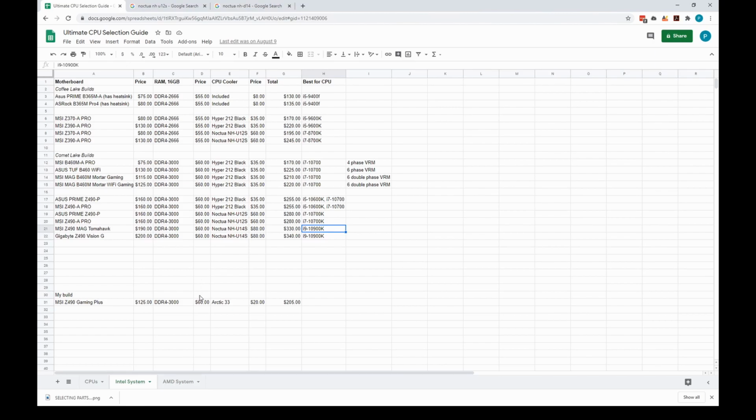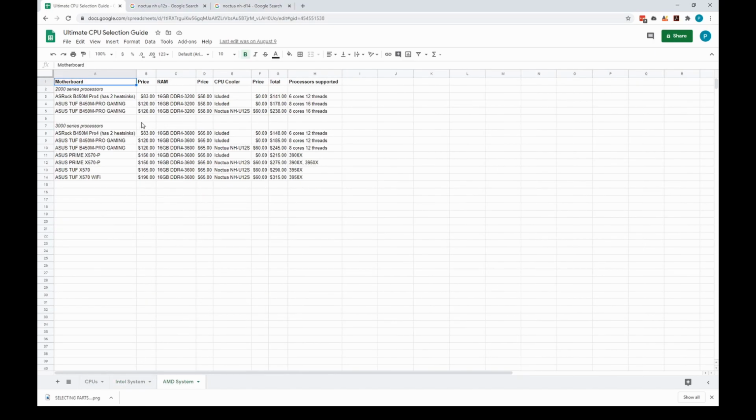All right, so for AMD systems, there are fewer variations. We have 2000 series processors from AMD Ryzen, which I think is officially the Zen Plus architecture. So we have the very low budget oriented one. I like this motherboard. It has 2 M.2 slots and 2 heat sinks for VRMs.